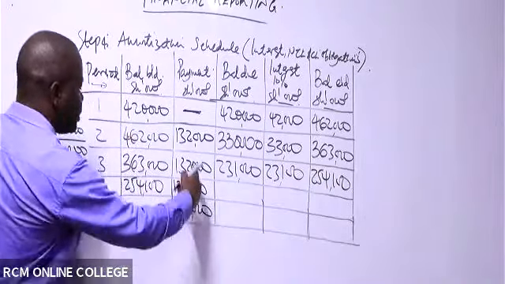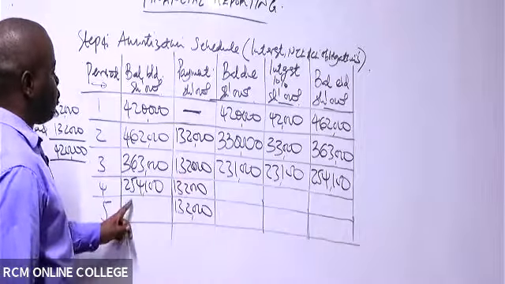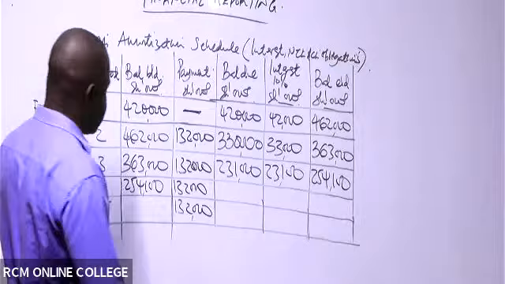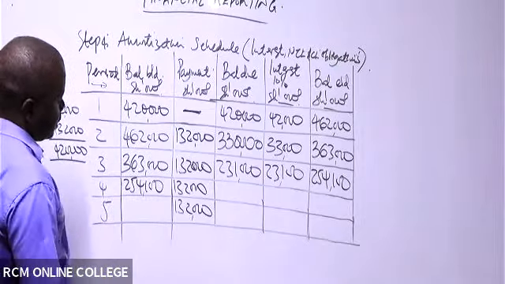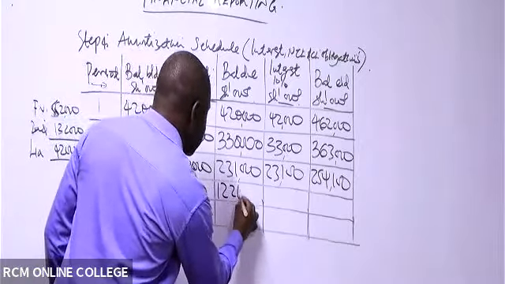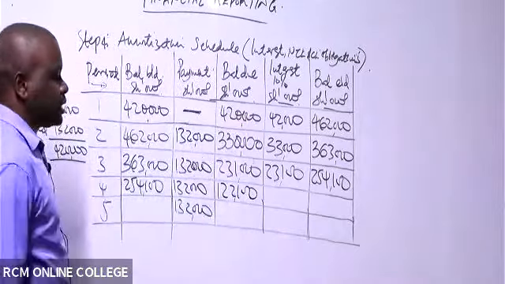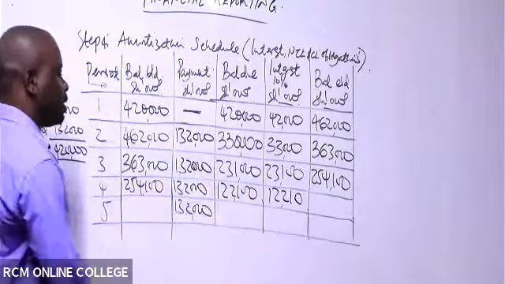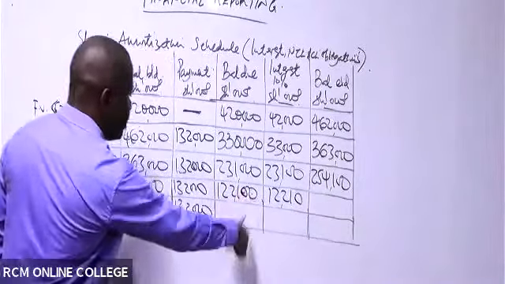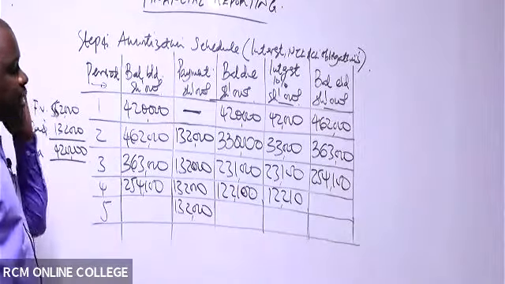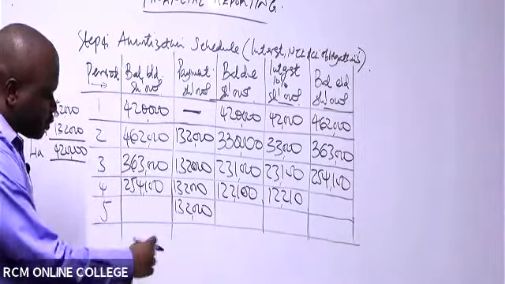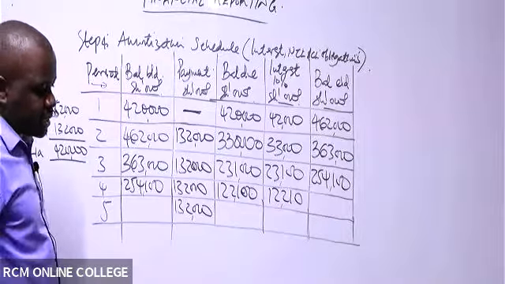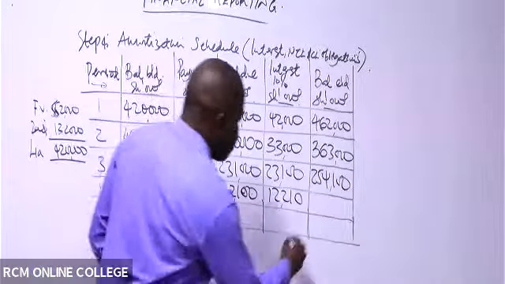You pay immediately 132. So you will take 254,100 minus 132. You get how much? 122,100. You place interest on it. The interest is 12,210. I can see 10% of that is 12,210. You add on it, it comes to 134,310.